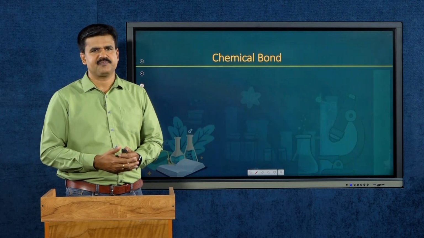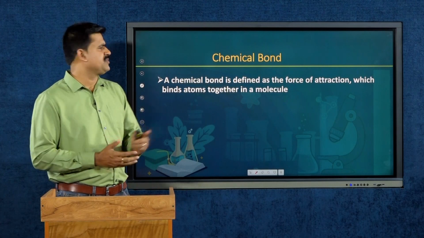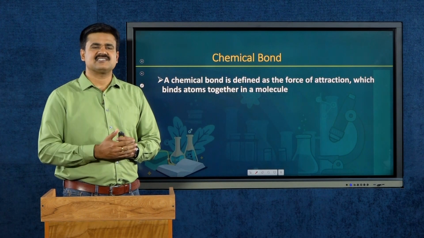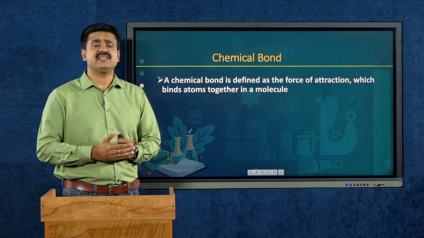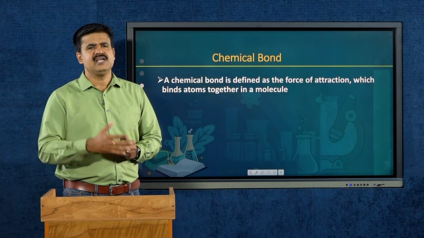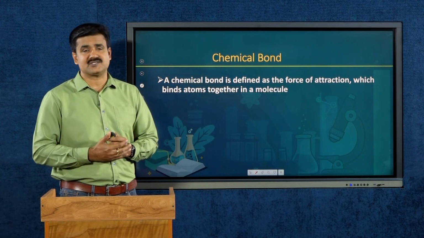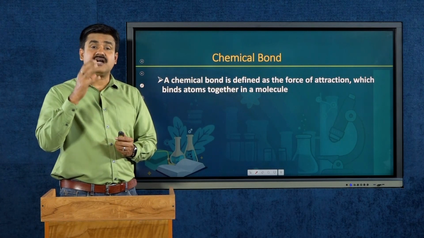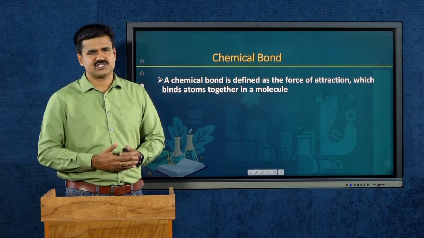First of all, a chemical bond is defined as the force of attraction which binds atoms together in a molecule. Suppose we are considering a molecule of sulfuric acid. Its molecular formula is H2SO4. In order to connect hydrogen, sulfur and oxygen atoms together to form H2SO4, there must be some force of attraction. That kind of force of attraction is defined as a chemical bond.